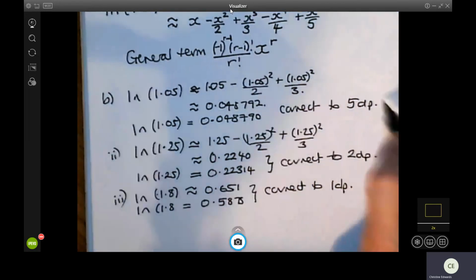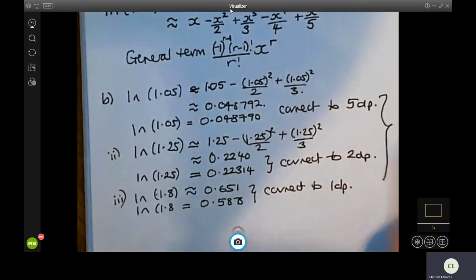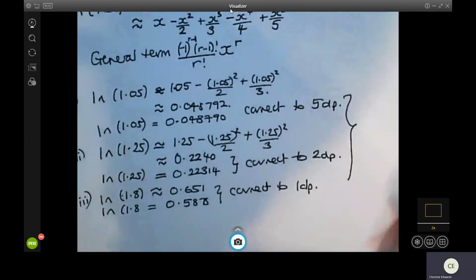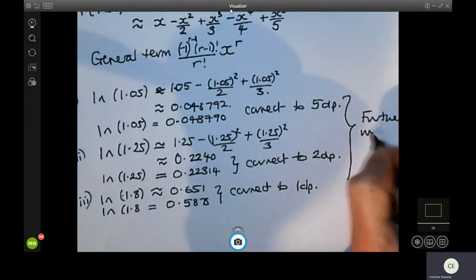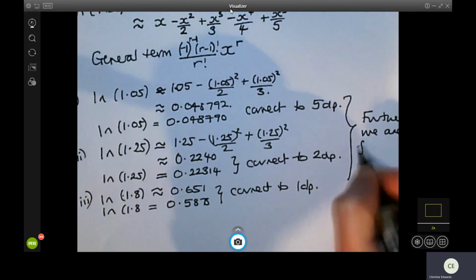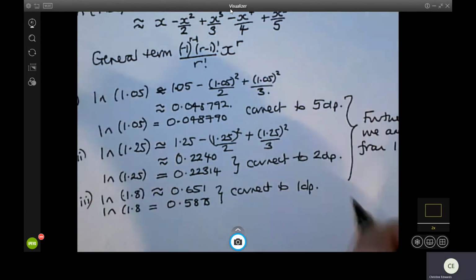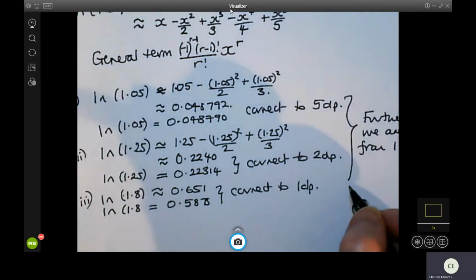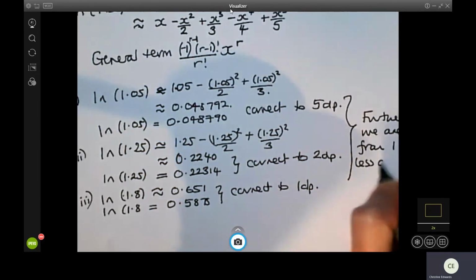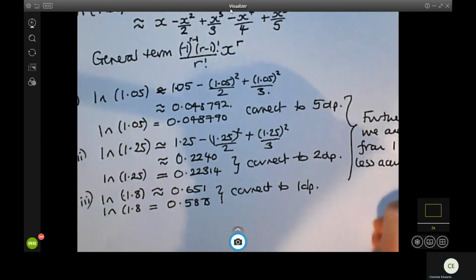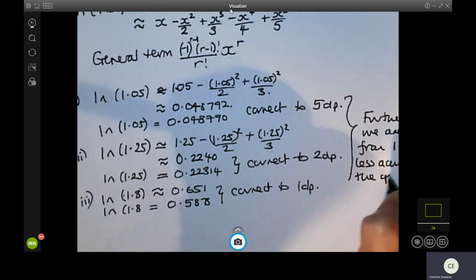Why have we bothered to do that? So that you can see that the further we are from 1, the less accurate the approximation is.